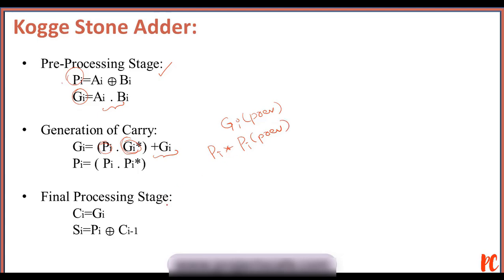And the third stage, your final processing stage, where the carry remains the generated carry and the sum represents the current PI value followed by your previous carry value. We can clearly explain this with an example.